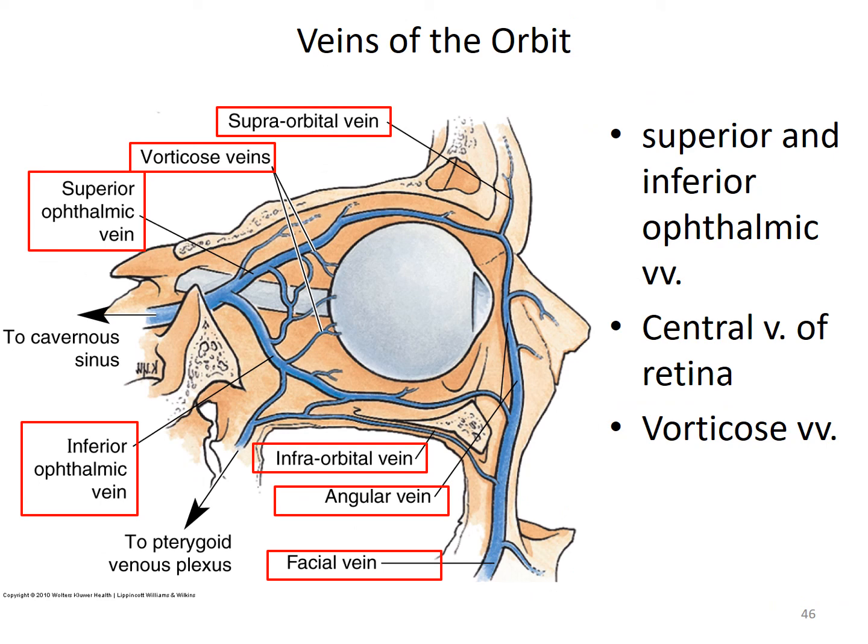Veins of the orbit: superior ophthalmic vein and inferior ophthalmic vein. You also have the central vein of the retina that will be running right in the optic nerve, and so-called vorticose veins that are going to the posterior aspect of the eyeball.